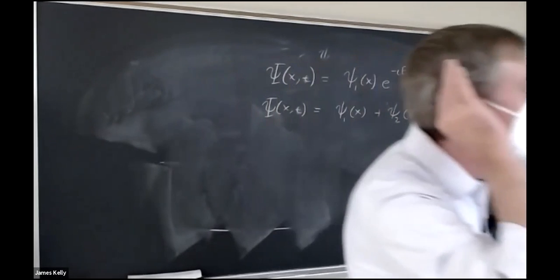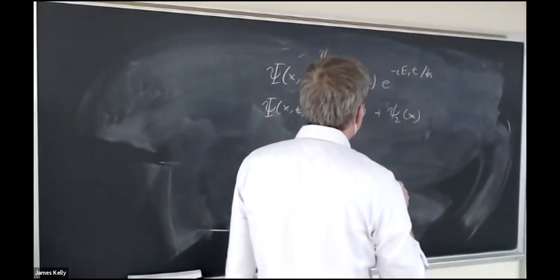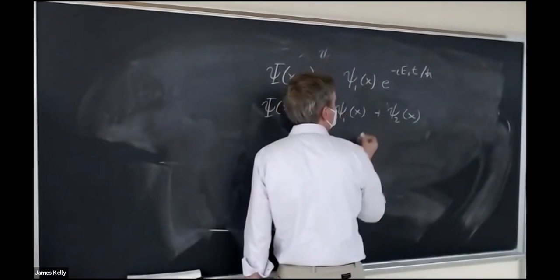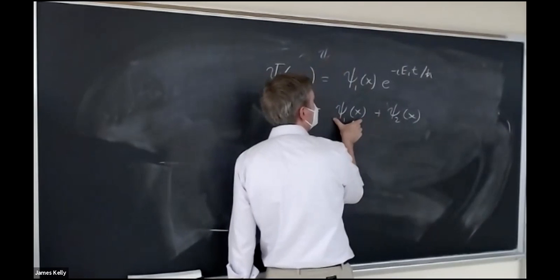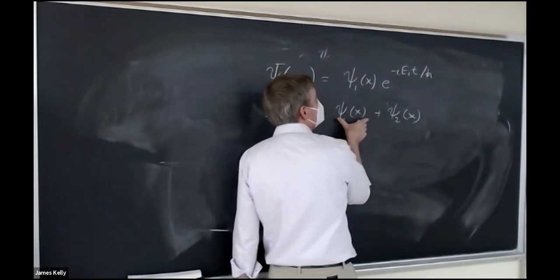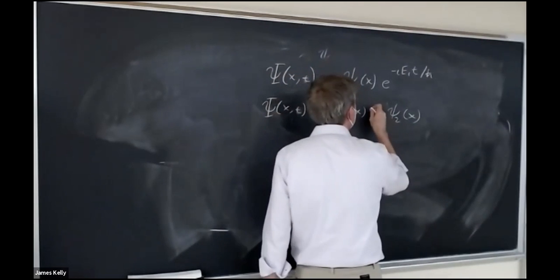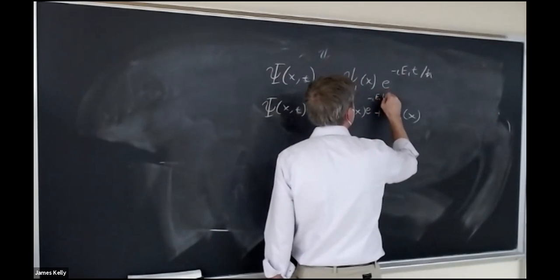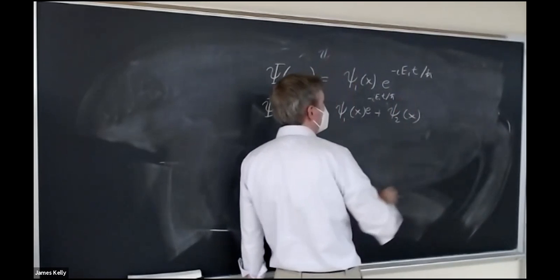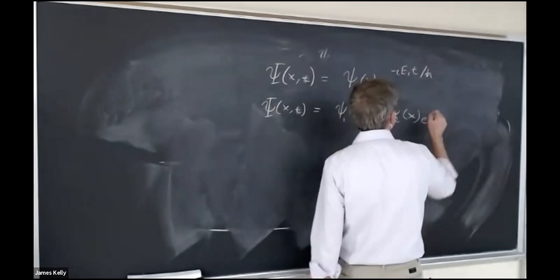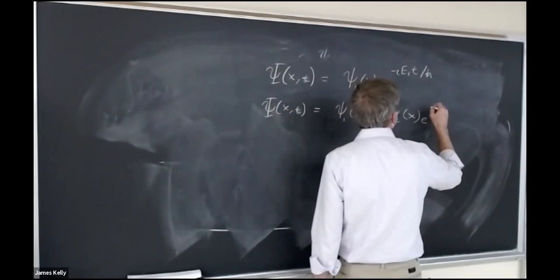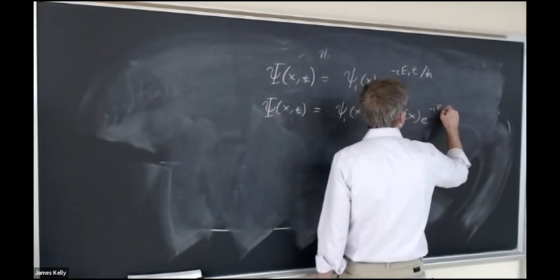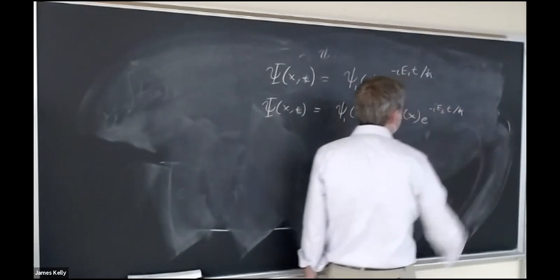Yeah, I have to put in the corresponding factor. I take each one of these time-independent Schrodinger equations and turn it into its time-dependent version. So I multiply by e to the minus i E1 t over h bar. And this one gets a factor of e to the minus i E2 t over h bar.